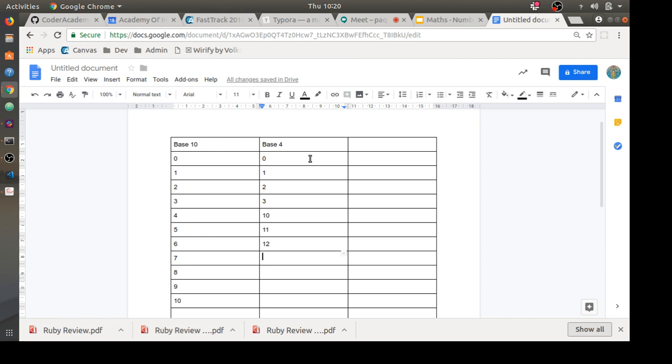To represent 7, it would be 1, 3. What about to represent 8? 2, 0. Yes, exactly, 2, 0. You're multiplying the second digit by 4 by 2. That's right, because 8 is a multiple of 4.